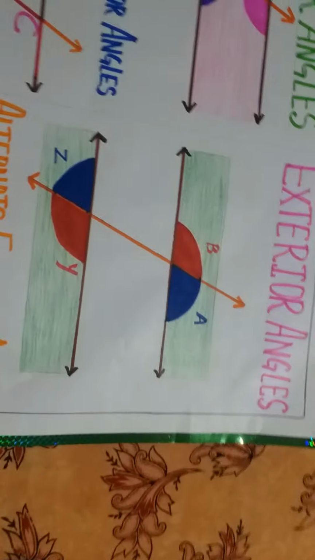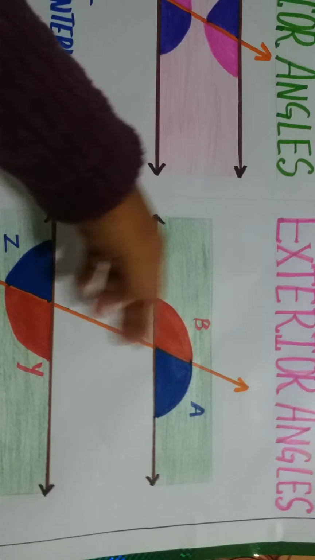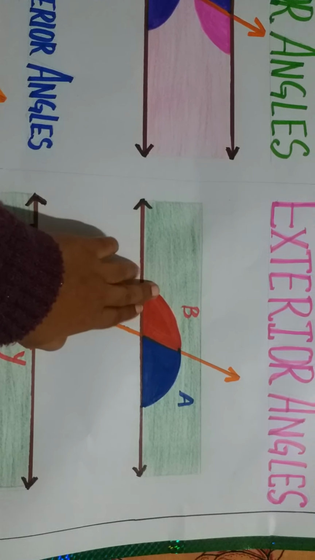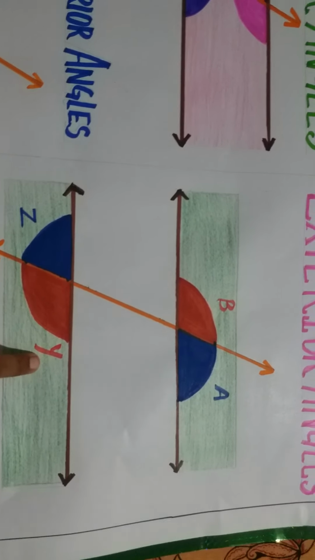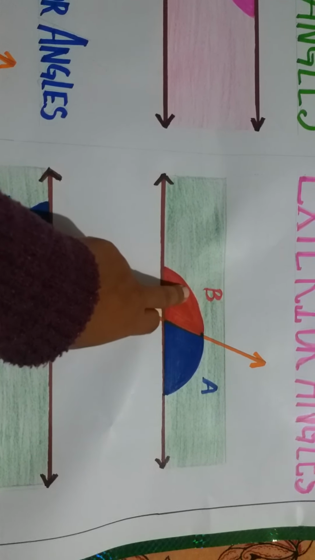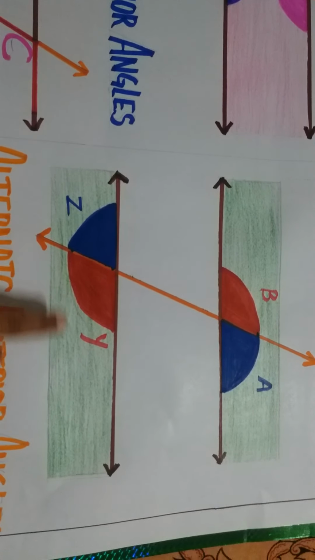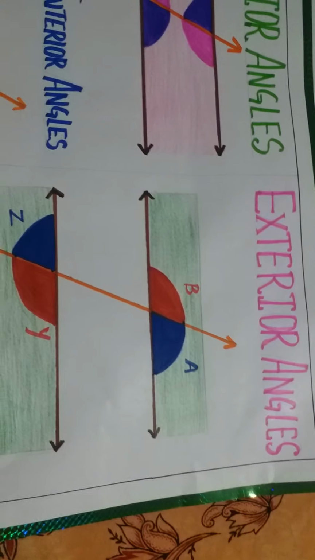Now we are coming to the exterior angles. What are the exterior angles? As the name suggests, it's the outer part. I shaded the outer part. See, this is the outer part of this parallel line and this is the outer part of the other parallel line. So what are the angles formed in the outer part? Angle A and angle B are in the outer part. Here angle Z and angle Y are in the outer part. So these are the 4 angles formed as exterior angles.